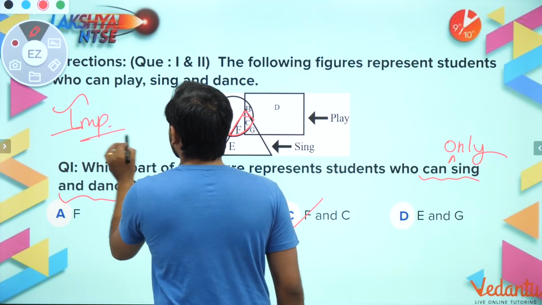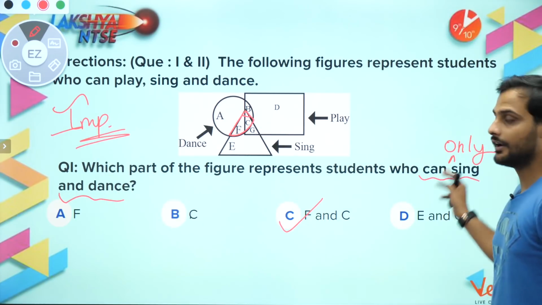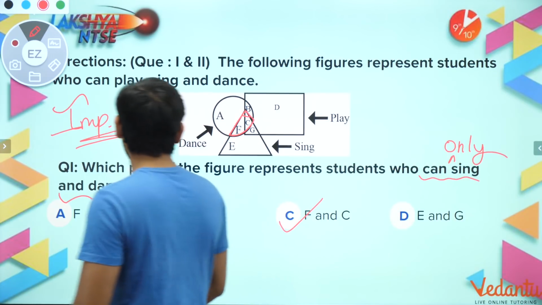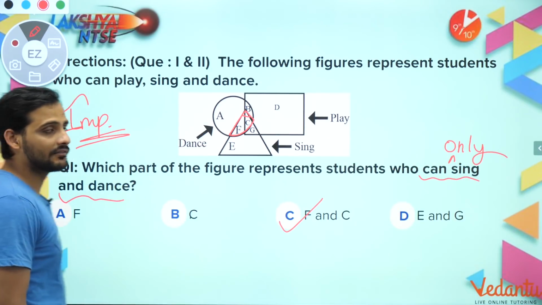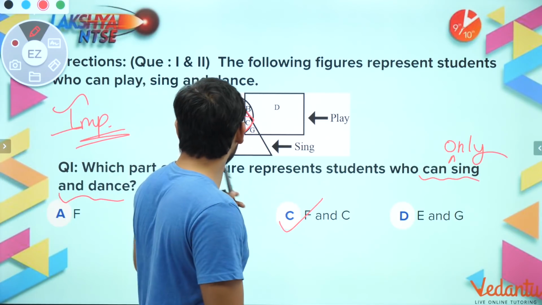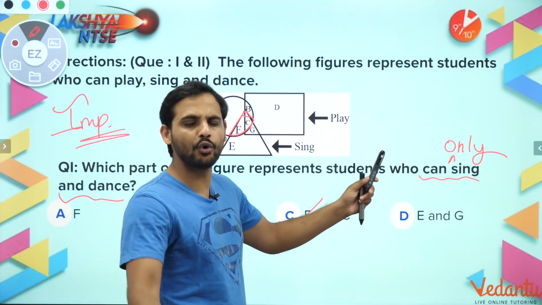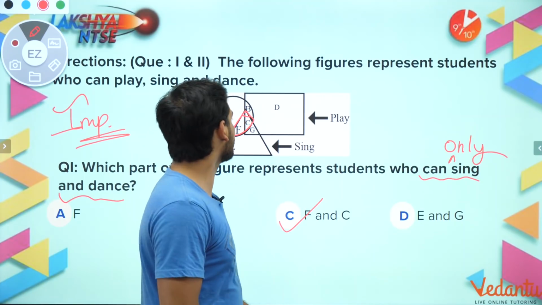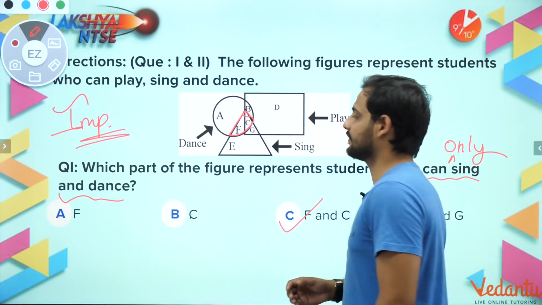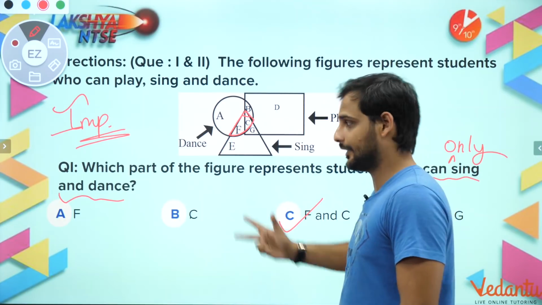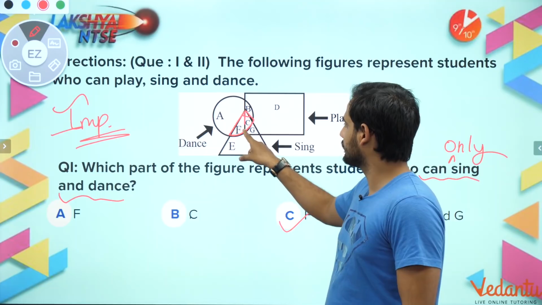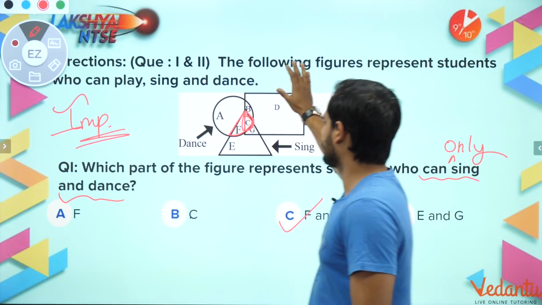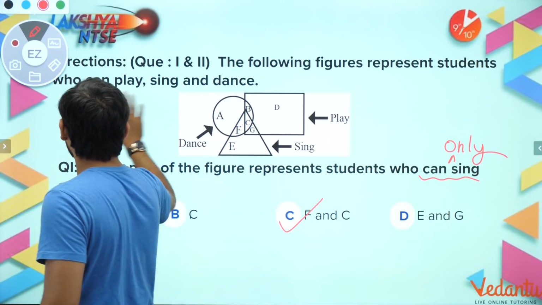These small words, only and all, matter a lot. They change the whole answer. So my answer here will be F and C. But if the question was which part of the figure represents the students who can only sing and dance, in that case I will get F. And if the question was which part of this figure represents the students who can sing, dance as well as play, in that case your answer will be point C, because it is the only common area between all three. Okay, so this is how these problems are solved.